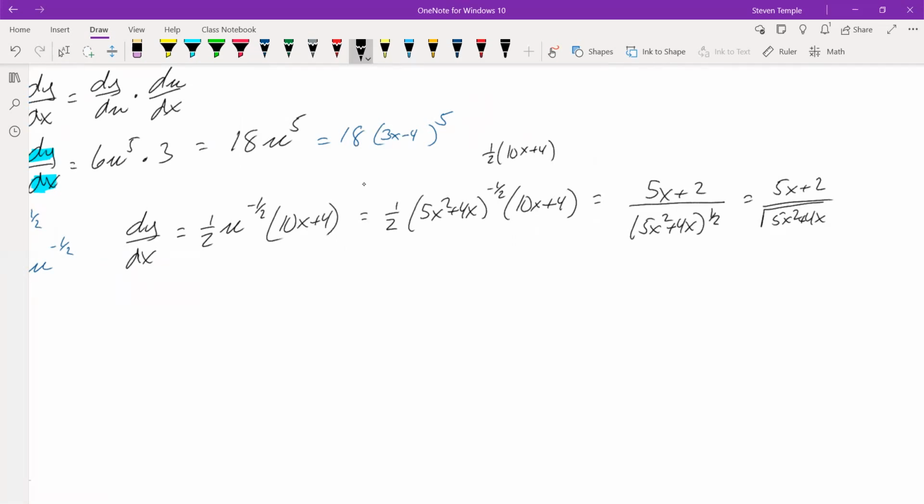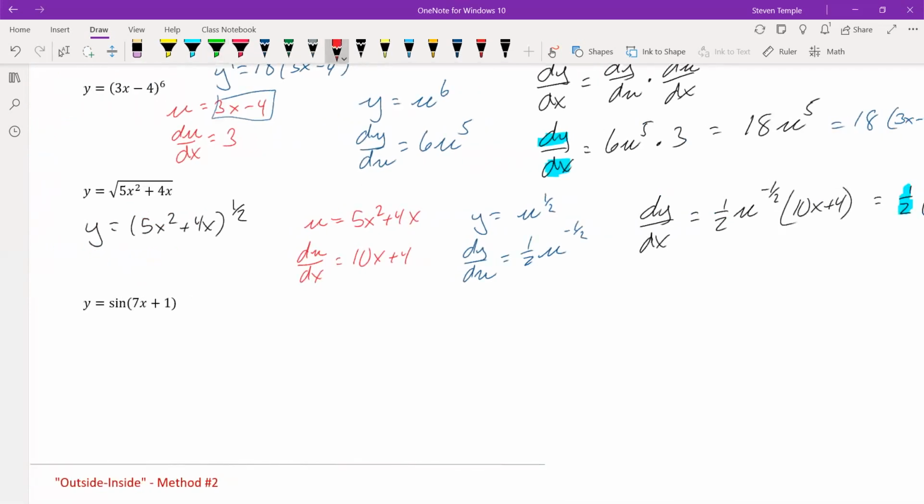I do want to see you simplify those two terms right there. You can't distribute the 1/2 into here. That's not possible because of the exponent. Okay, let's do another one, a trig function.